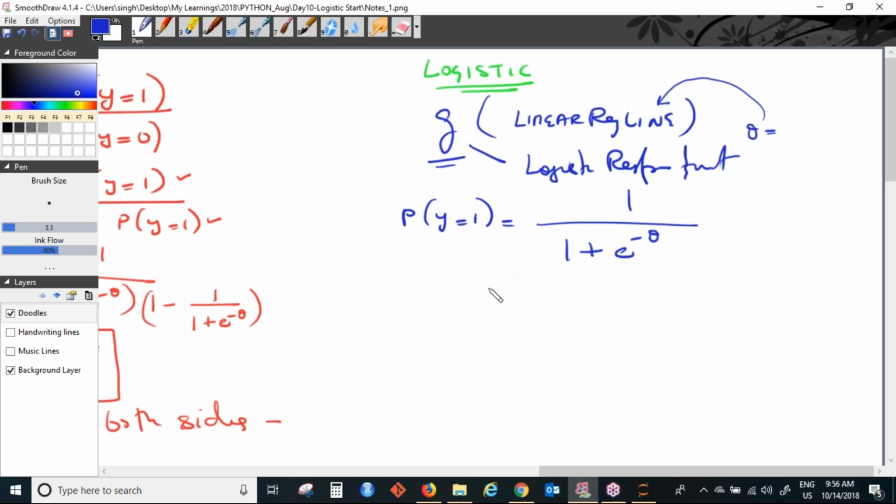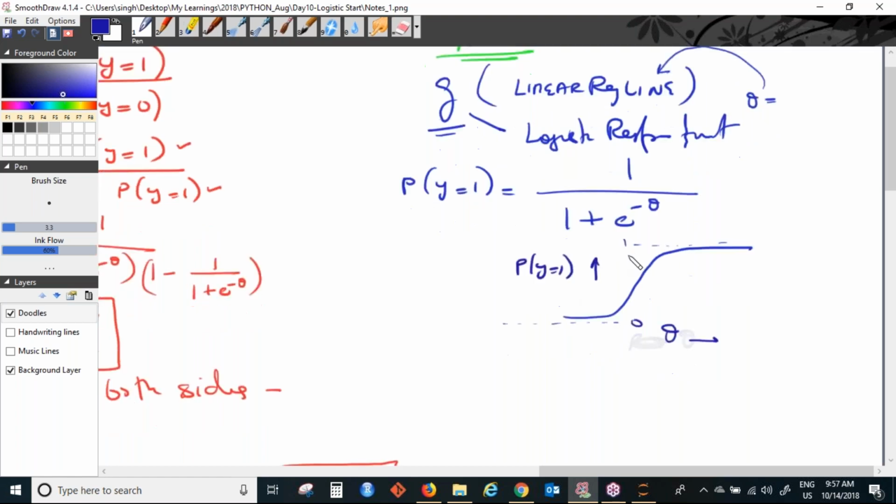This looks like an S curve. It looks something like this, where your x-axis is the linear regression line. Or let me write theta directly. So this is theta, and this is your probability of y is equal to 1. So it always stays between 1 and 0, never goes outside it. This is what we saw.